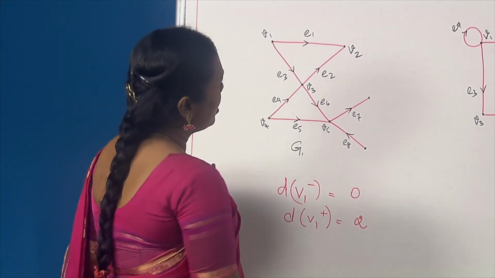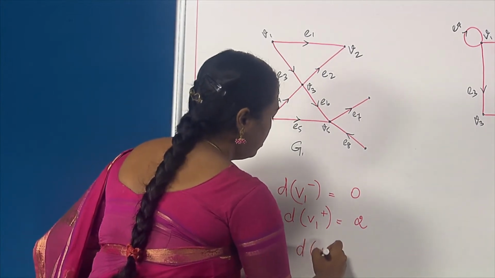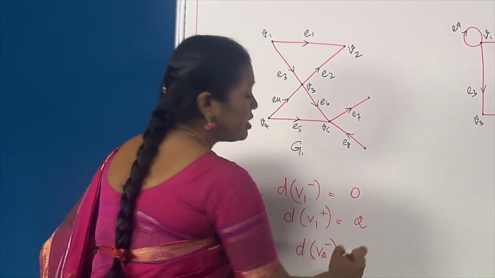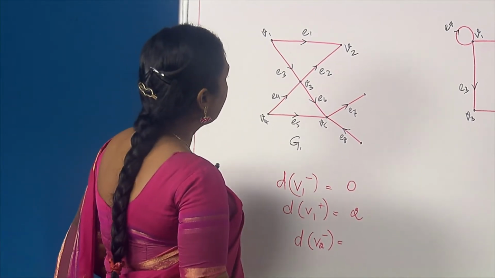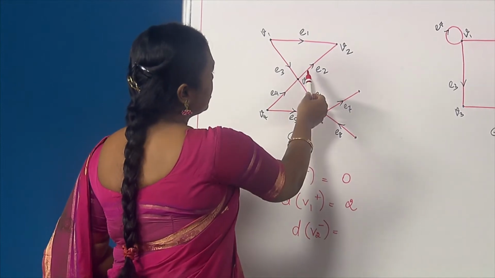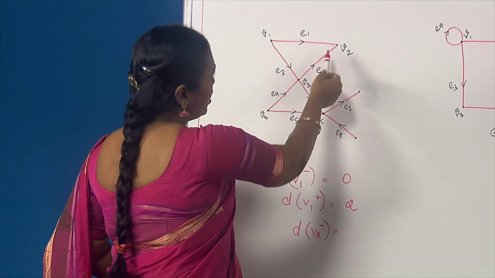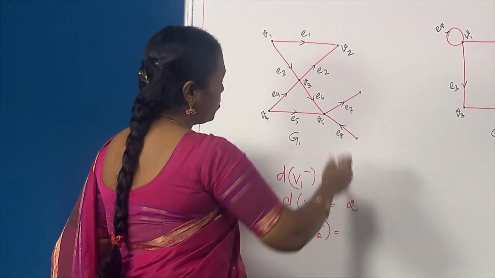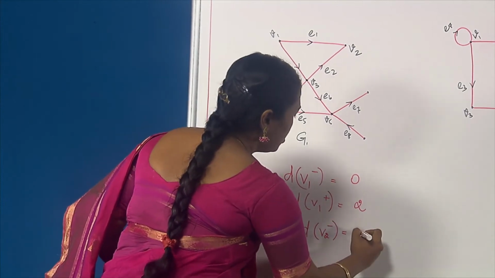Let us come to the next vertex, namely V2. d-(V2) means that we are going to calculate the in degree. There are two edges coming into V2. You can see E1 going into V2 and E2 going into V2, and therefore d-(V2) is equal to 2.